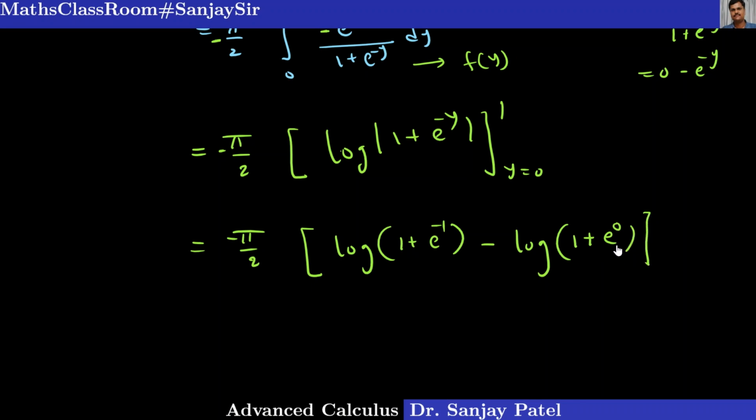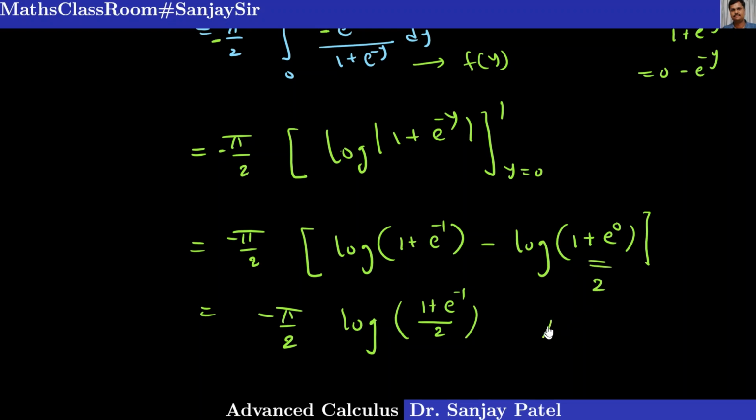What is e raised to 0? That is 1. So it is log 2. What I will get finally is minus pi by 2 into log of (1 plus e raised to minus 1) by 2, because this is nothing but 2, 1 plus 1 is 2. So our final answer is this thing.